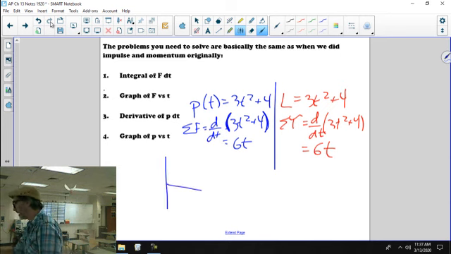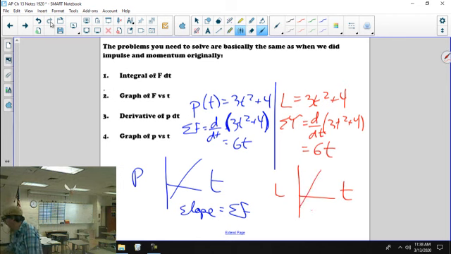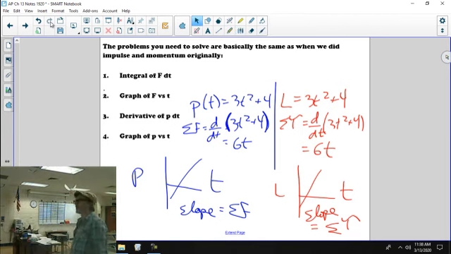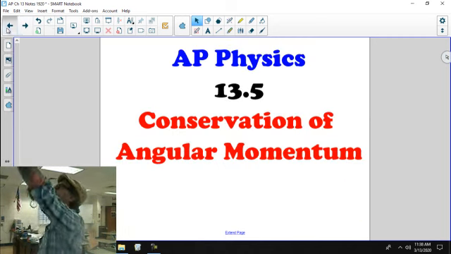If I give you a momentum versus time graph, the slope is net force. Over here, if I give you an angular momentum versus time graph, the slope is net torque. Okay? So again, the difficulty of those types of problems are going to be pretty straightforward. So I think that's it for this one. All right, cool.